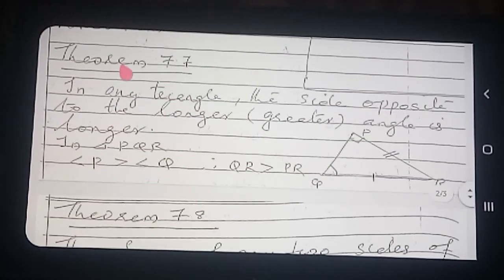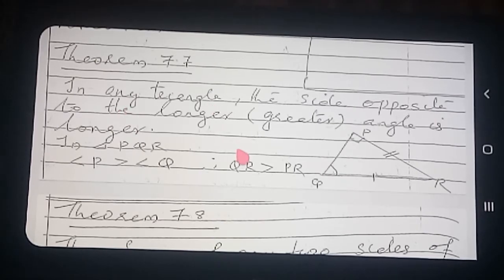Listen here. Theorem 7.7, what is written? In any triangle, the side opposite to the larger angle is longer. So which angle is greater? Its opposite side is greater. That is the meaning. The previous theorem 7.6 has this one as its converse. There we took sides first, here we are taking angles. That is the only difference.